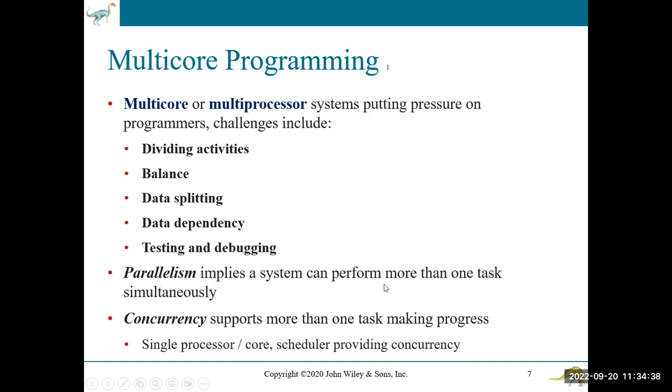So parallelism implies a system can perform more than one task simultaneously, while concurrency supports more than one task making progress. And there's a distinction there. Parallelism is a related concept to concurrency, but it's not the same. If you have parallel high-performance computing systems, you're not talking about juggling tasks where you keep all the balls in the air and the time slices are so small it's imperceptible. You're talking about the ability to literally take on more than one task at the same time because you have so many processors to spare. Does everybody understand that distinction?